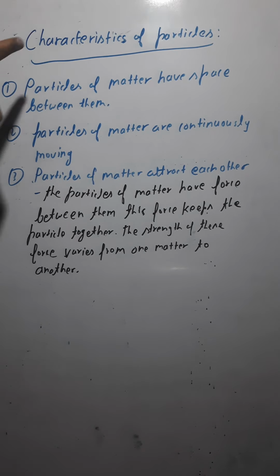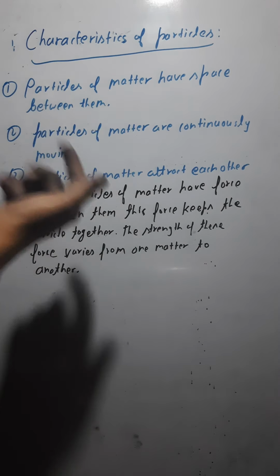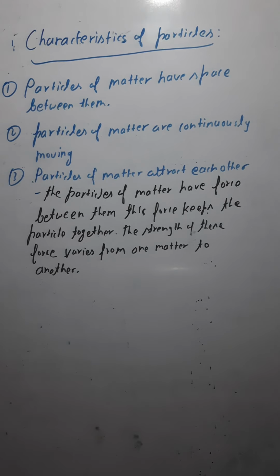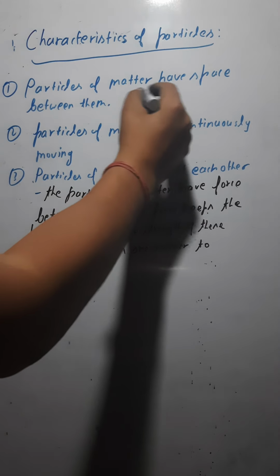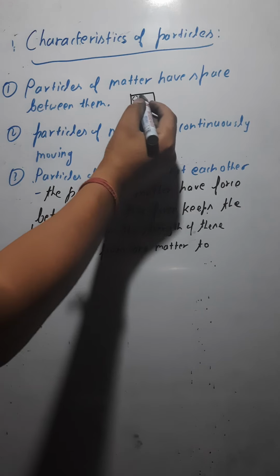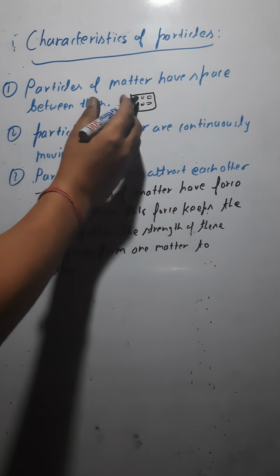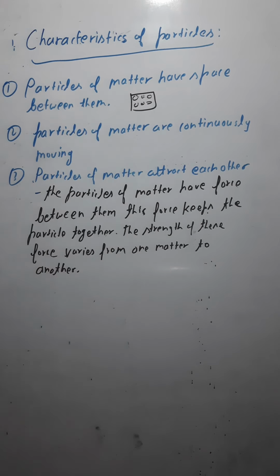The first one is that particles of matter have space between them. Let's say this is the matter, so it is made up of small particles. These small particles have space between them. You can see the space between the particles there. How would you prove this?